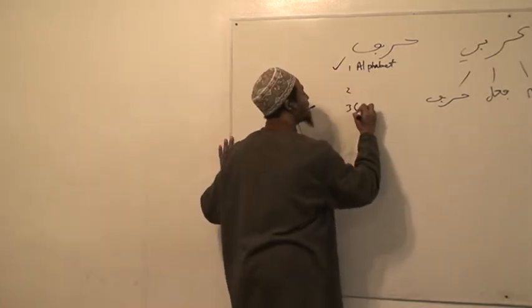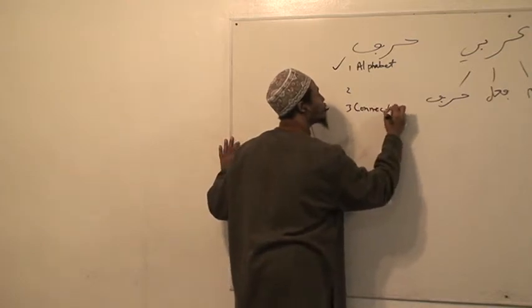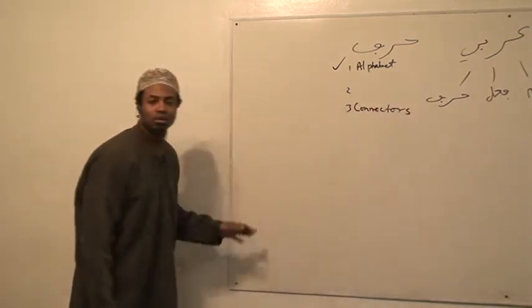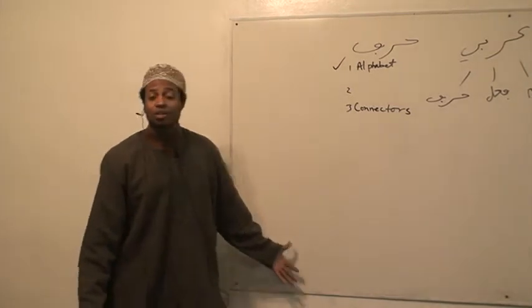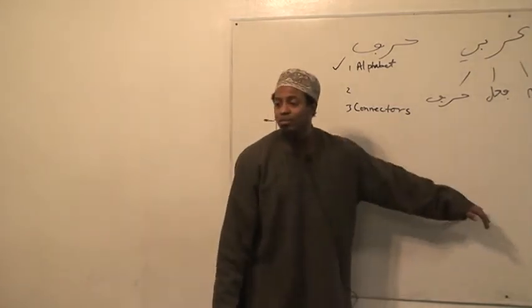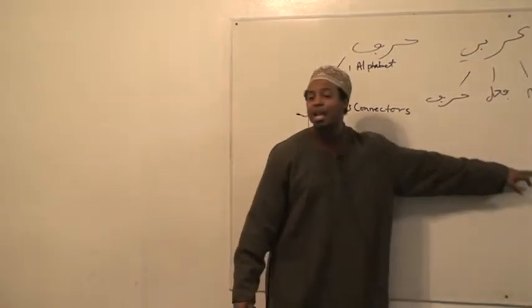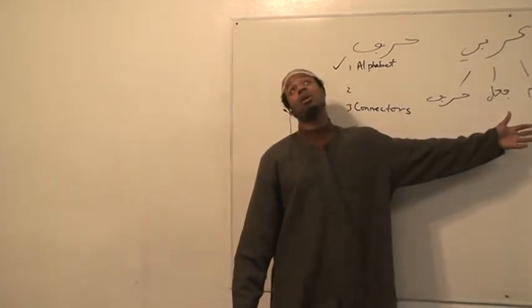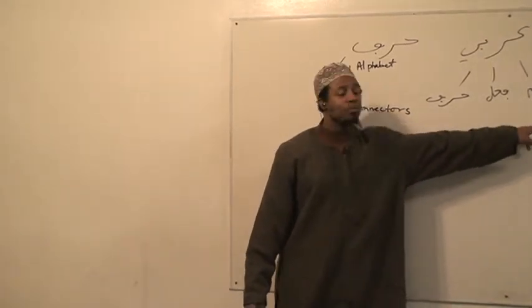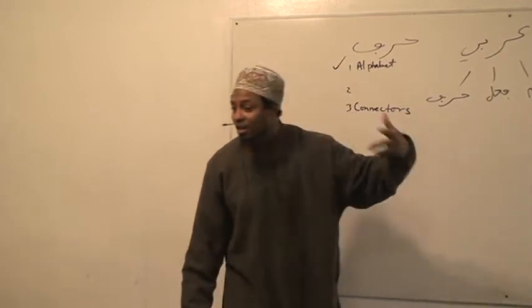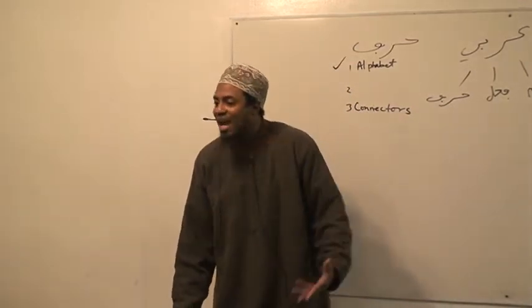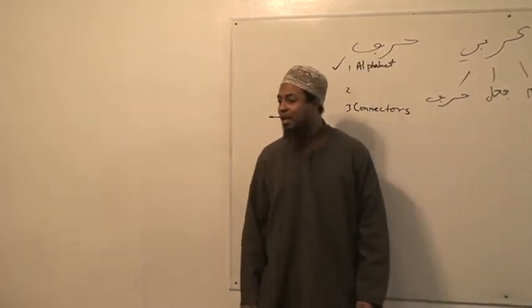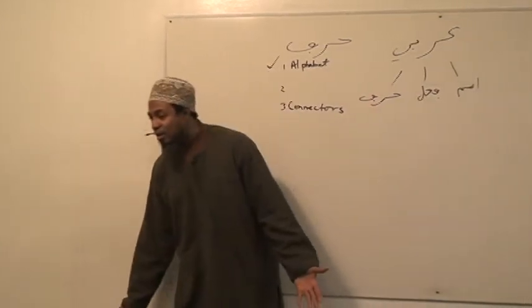There's connectors. Let's put that last. But what are connectors? An ismun is a kalimatun dallat ala ma'na fi nafsiha wa lam taqtaran bizaman. An ismun is a word that points to a meaning in and of its own self. It has a meaning independent of its own self, right? And it's not connected to a time frame.